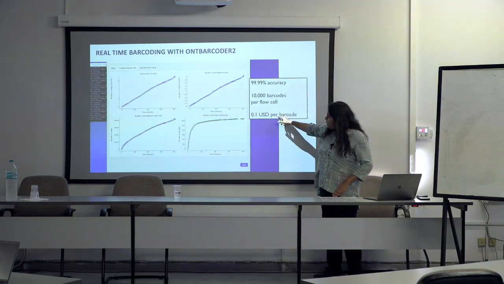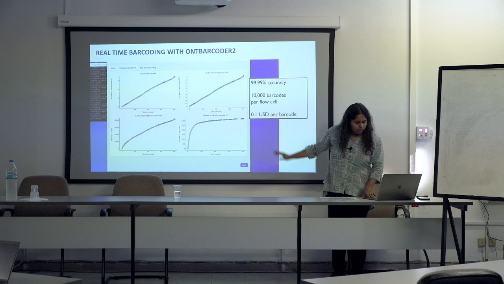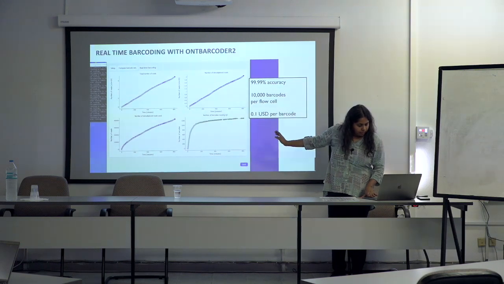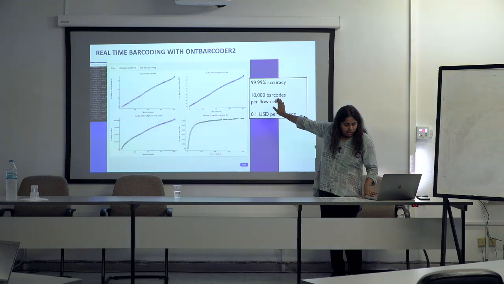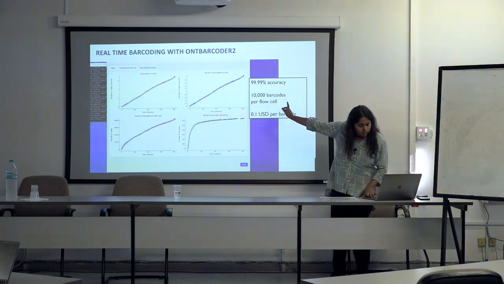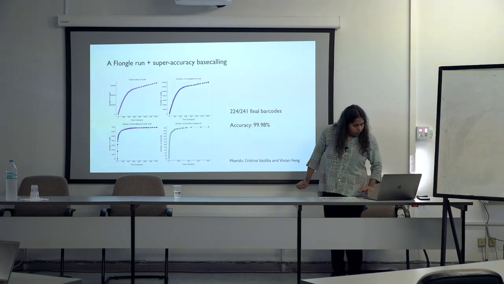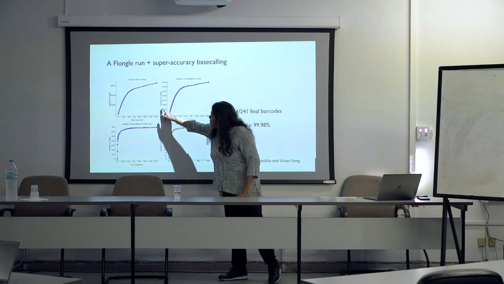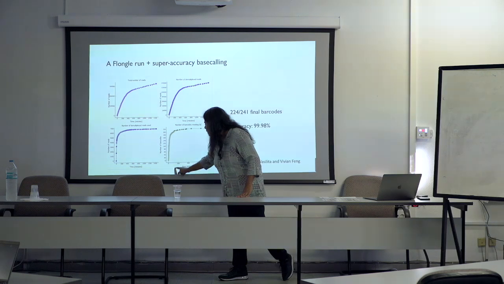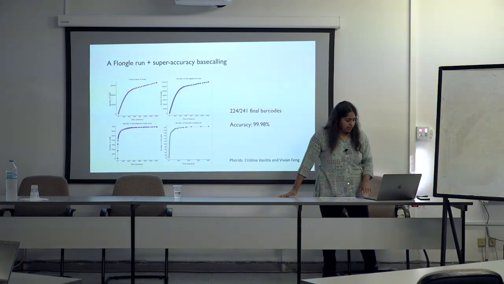Overall, what we are able to get down to is usually 10 cents per barcode here, and the barcodes we are getting with the standard pipeline are 99.99%, and with the real-time also, with super accuracy, we are getting 99.98% here. This is with Flongle though, and you can see that within 3 hours you could have stopped the run and you needn't have sequenced more.